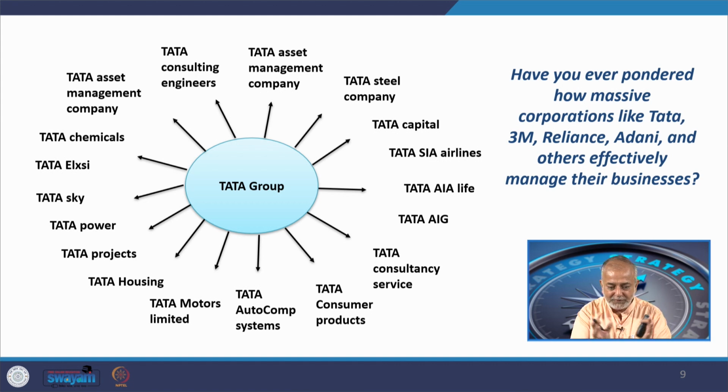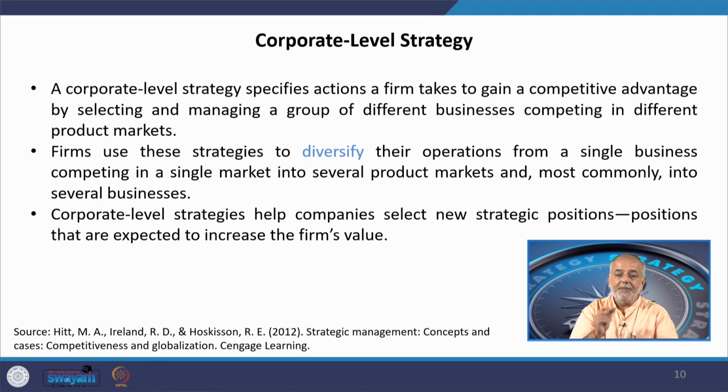This is just to give you a view that this is a task, a real effort which has to be made for managing things at that level, decision making at that level, what kind of decisions are being taken, what kind of strategic choices are being made, how they do that. Let us focus upon that. So, corporate level strategy specifies actions a firm takes to gain a competitive advantage by selecting and managing a group of different businesses competing in different product markets.